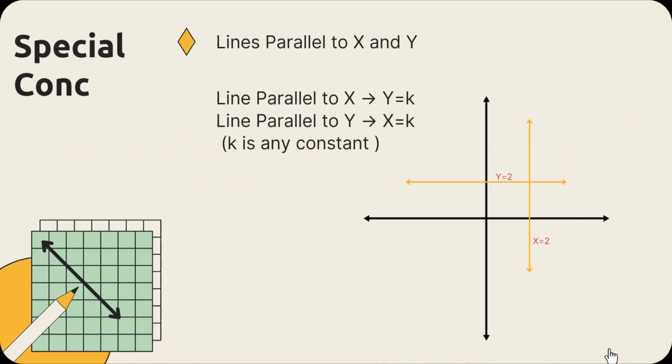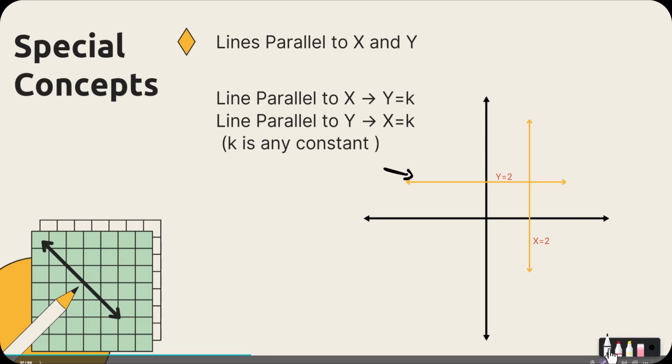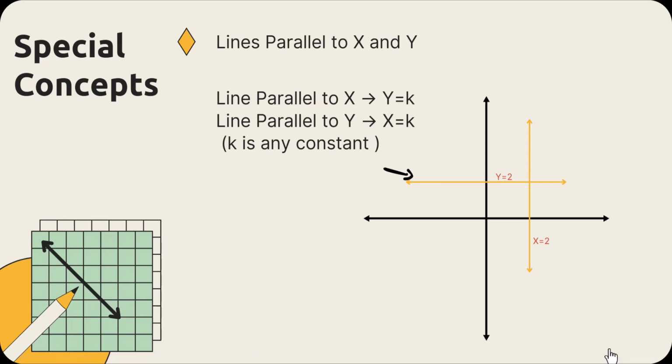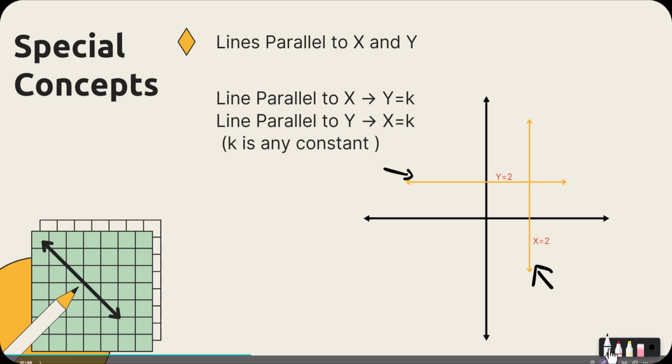Next, we have lines parallel to x and y. Line parallel to x and line parallel to y. When a line is parallel to x, what happens? Let's say this is the line that is parallel to x. That means y value will be constant. X value can be anything, y value will be constant. So y is equal to a constant is a line parallel to x. Similarly, for a line parallel to y, the y value can be anything, right? The x value will be constant. That is the idea, okay?